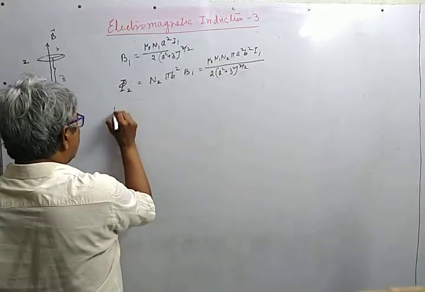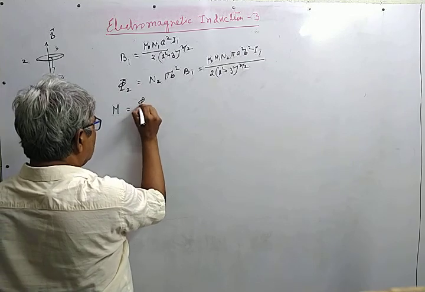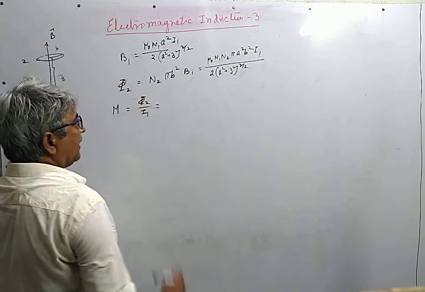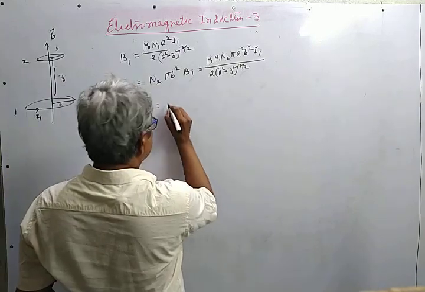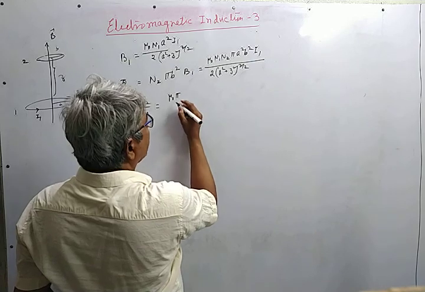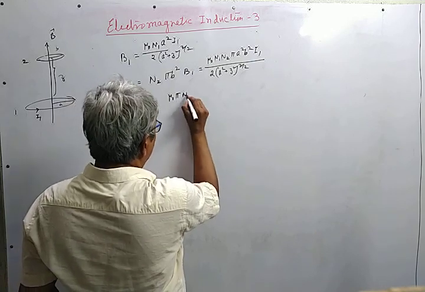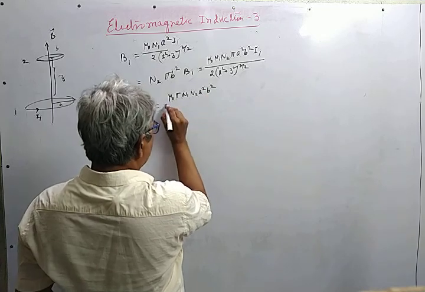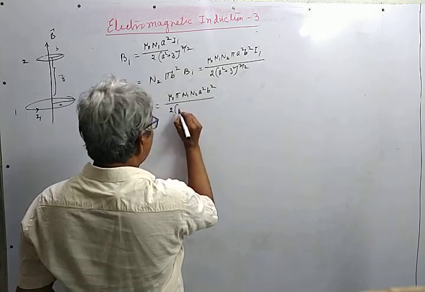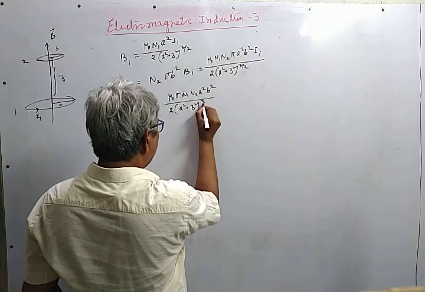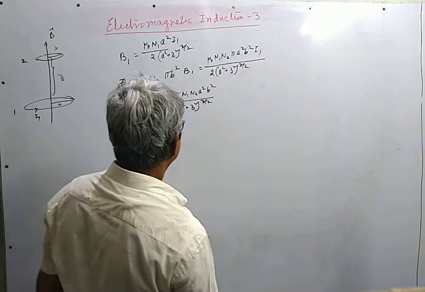So the mutual inductance M is equal to phi 2 by I1. This is mu 0 pi N1 N2 A square B square upon 2 (A square plus Z square) to the power 3 by 2.